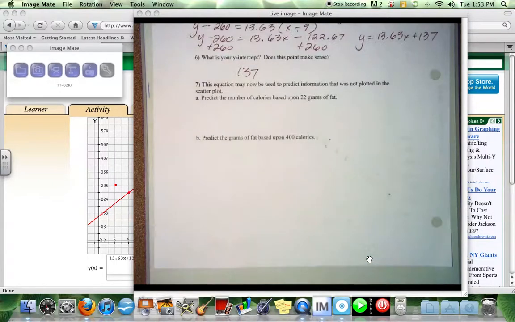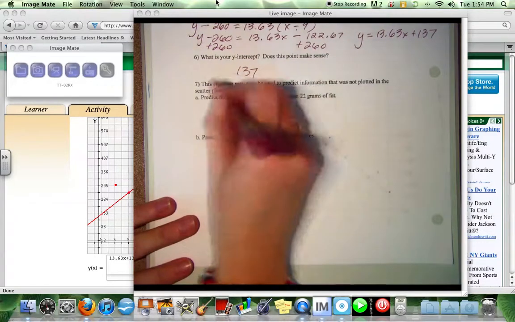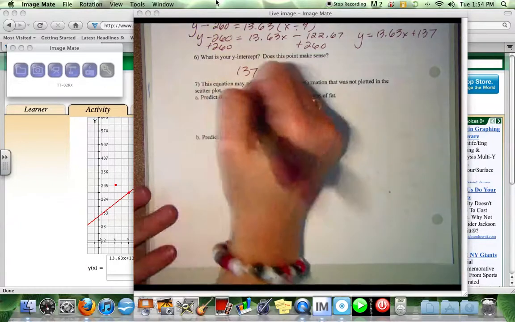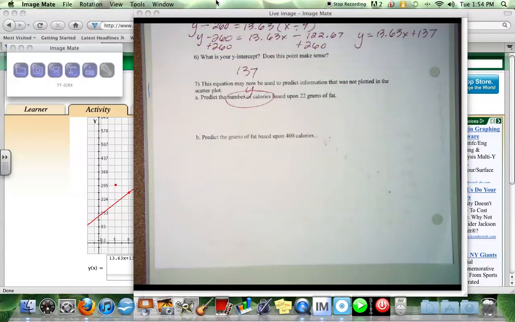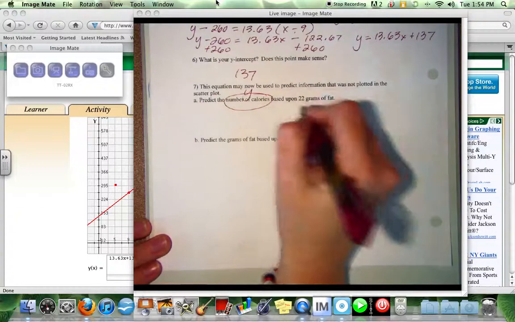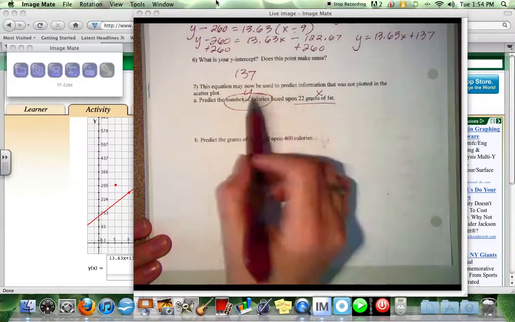Number 7. This equation may now be used to predict information that was not plotted in the scatter plot. Predict the number of calories based upon 22 grams of fat. What are we asked to find? Number of calories. And the number of calories is represented by which axis? Y. So this is represented on the Y. And we're given 22 grams of fat, and that's represented by which axis? X.